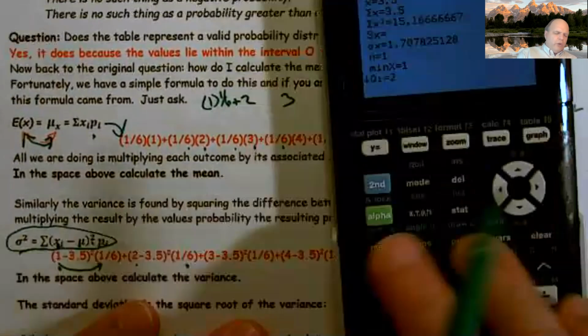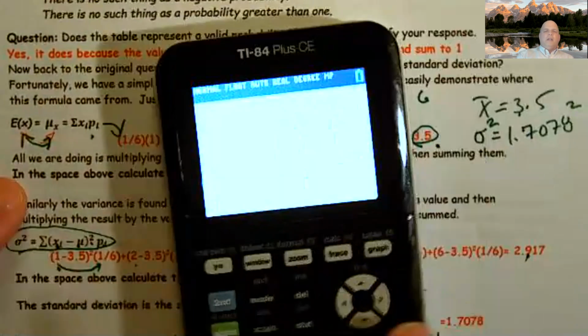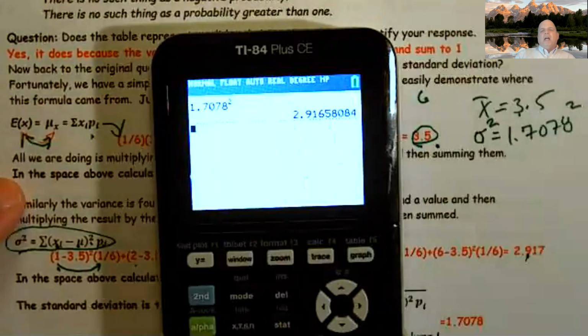And I'll just go ahead and show you that. Actually, I don't think you can see it because the calculator screen is backlit. So 1.7078, if I square it, I get about 2.917, which is what I said would happen.